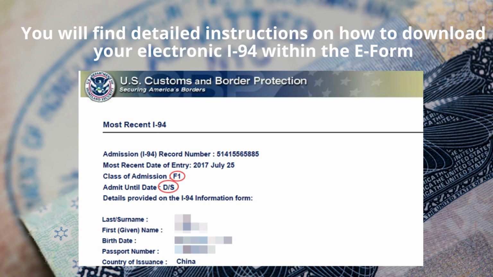This is why it is important to look up your I-94 after each entry back into the U.S. There are times when an error is made at the port of entry and you could be entered in as the wrong status instead of F1 or J1. This is rare, but always good to check.